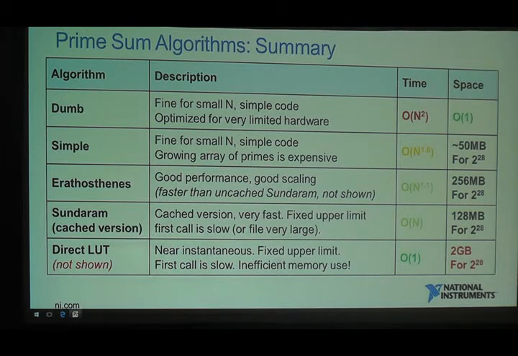And the cache version is even faster. If you don't cache that, it's actually slightly slower than this because it needs to do more complicated calculation. And the direct lookup table is instantaneous, but yeah, it's not good. Maybe in 10 years, everything is 128-bit processors and things like that.